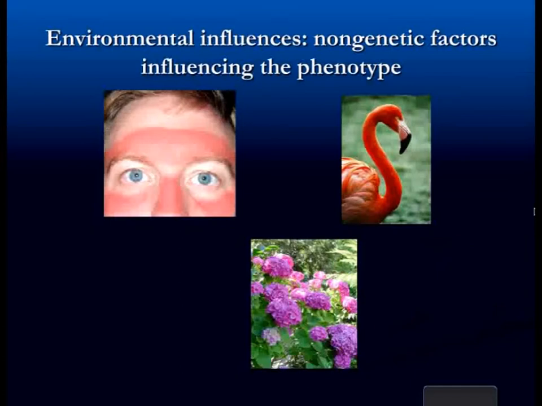Here's another creature whose phenotype is affected by environmental factors. What creature is this? Flamingo. Oh, yes, a flamingo. And how is this creature's phenotype affected by the environment? Yeah, shrimp give it its red color.